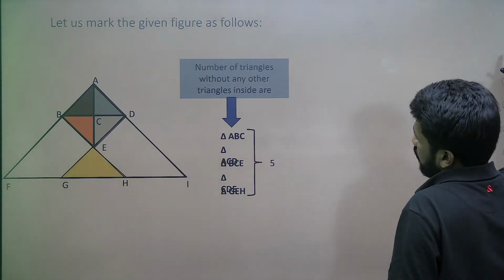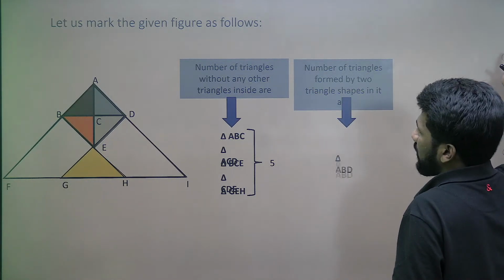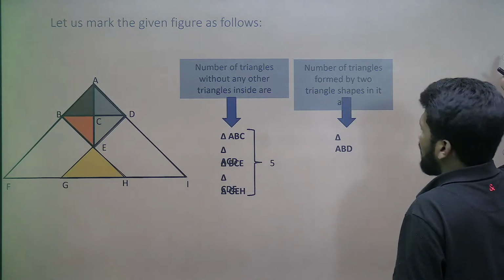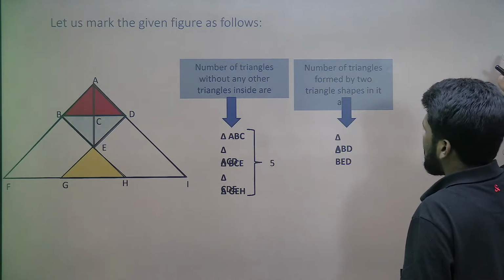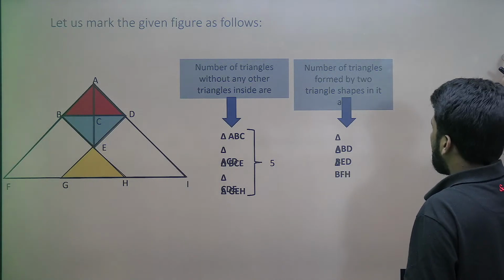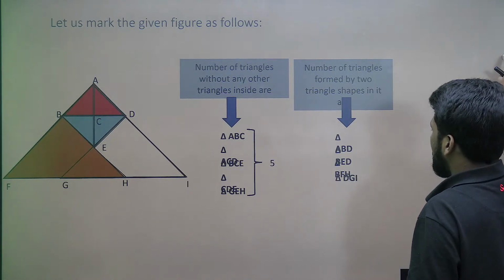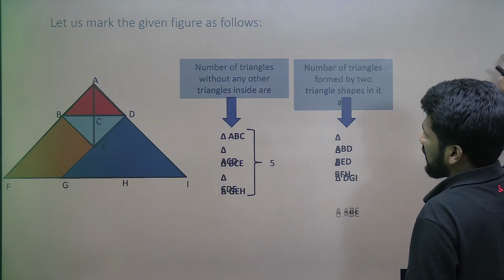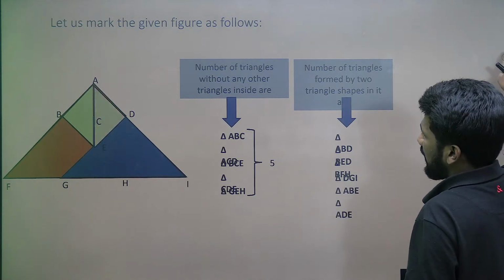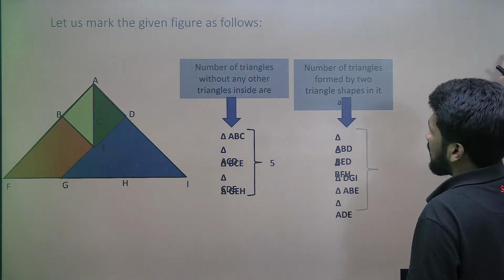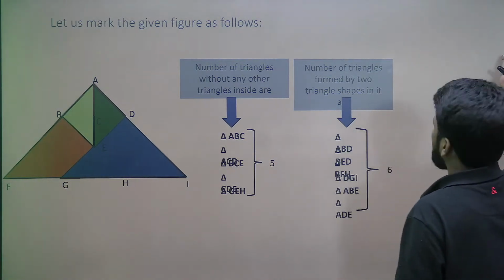Then the combination ones we will now count. Combination ones means triangle formed by multiple triangles. ABD is such a triangle. BED is such a triangle. BFH is such a triangle. DGI is such a triangle. And ABE is such a triangle. ADE is such a triangle. So these are the triangles formed by 2 triangles.